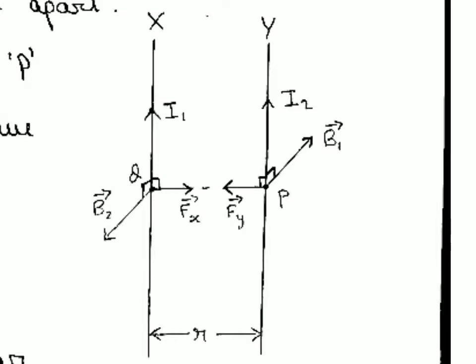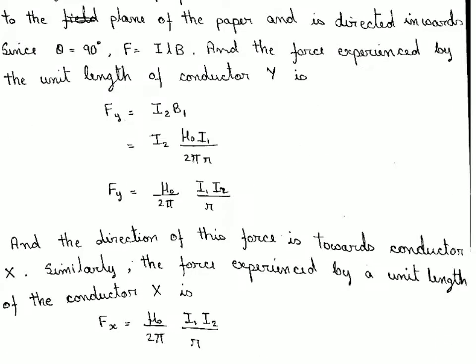You point your fingers in the direction of current, close them towards B, and the thumb extension will give the direction of the force. Similarly, the conductor X, since it is placed inside the magnetic field B2 produced by the conductor Y, will also experience a force, and the magnitude of the force is the same as that of Fy. So here Fx is equal to mu naught by 2 pi I1 I2 divided by R.